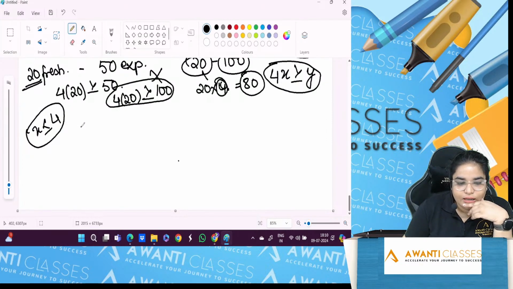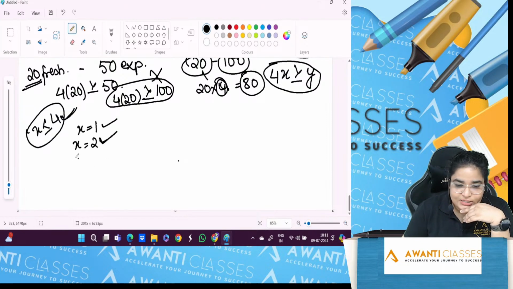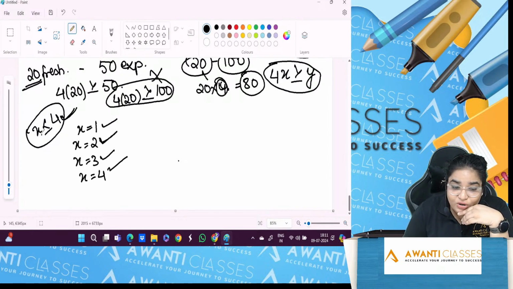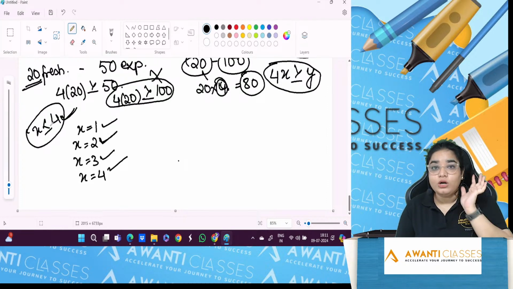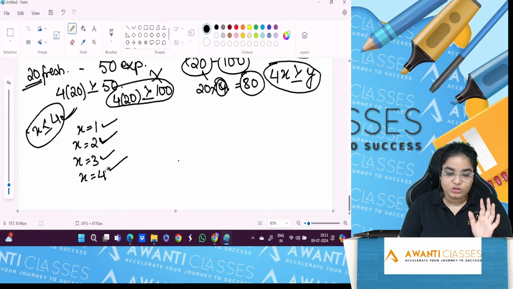If I say here that x is equal to 1, will it satisfy the inequality? Yes. If I say x is equal to 2, will it satisfy the inequality? Yes. If I say x is equal to 3, yes. X is equal to 4, yes. Why? It did not say x is less than 4. It says x is less than or equal to 4. So this will also work.